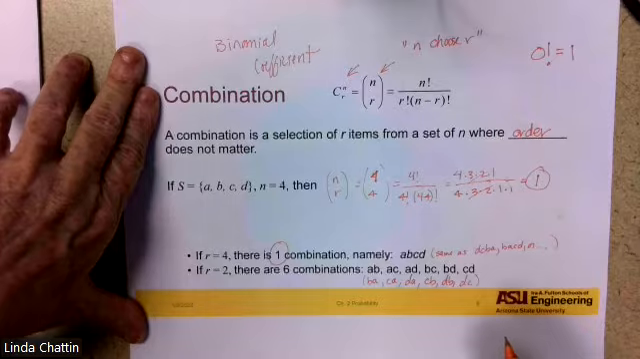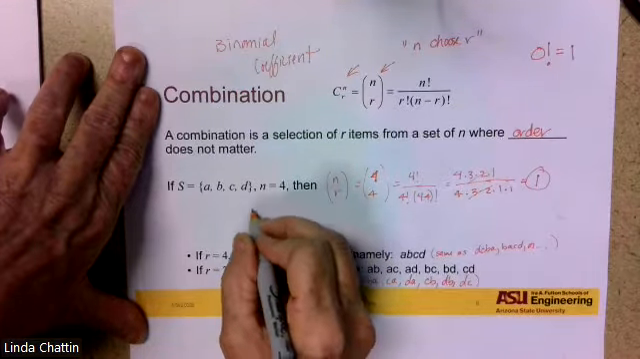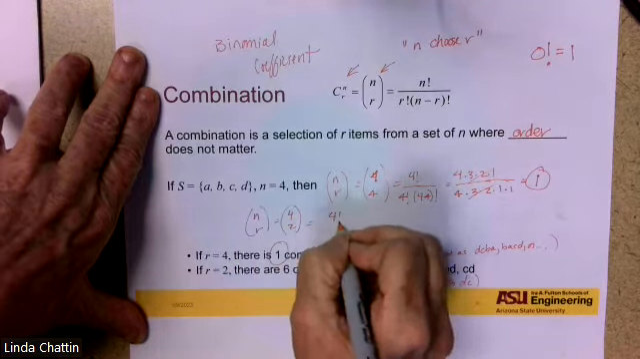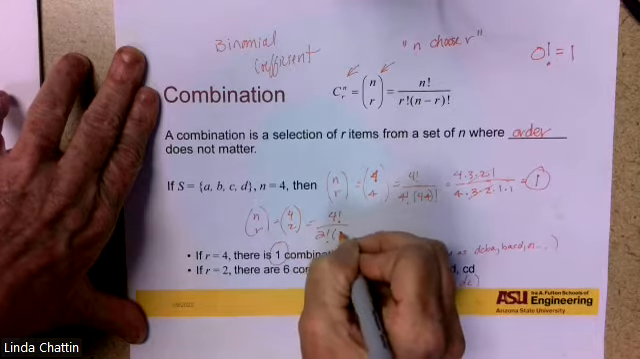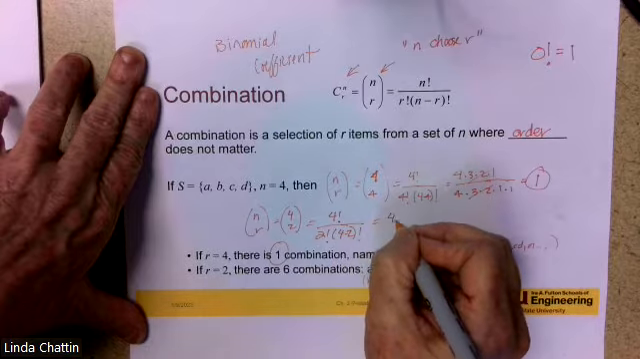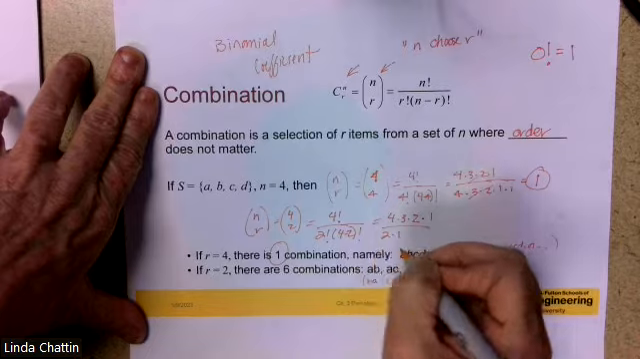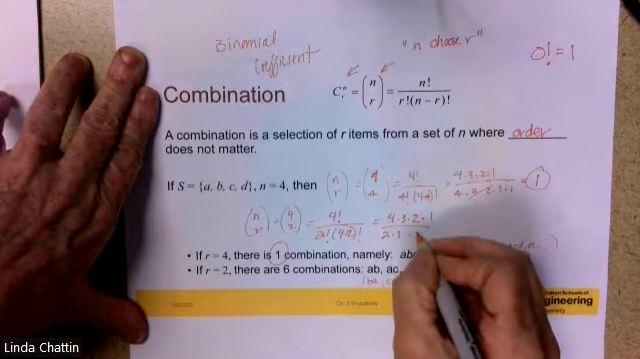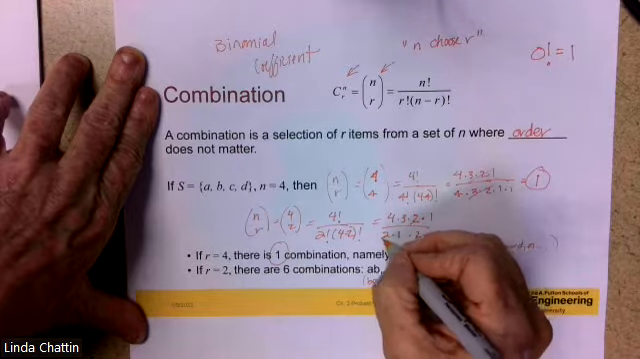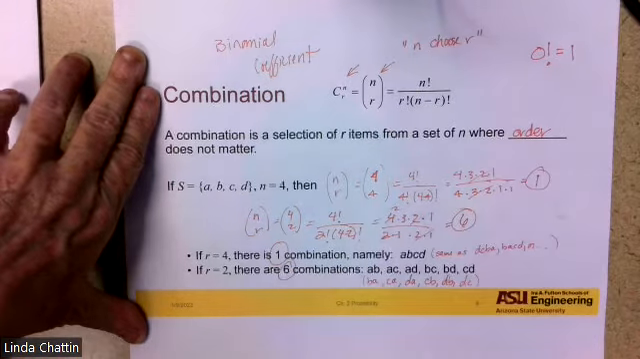But when R is 2, so then if we have N choose R, when that's 4 choose 2, then we have 4 factorial over 2 factorial, and then 4 minus 2 factorial. So then that would be 4 times 3 times 2 times 1 over 2 times 1, and then again 2 times 1. So we end up with these guys go away, and then this goes into here twice, and so we end up with the 6 combinations there.